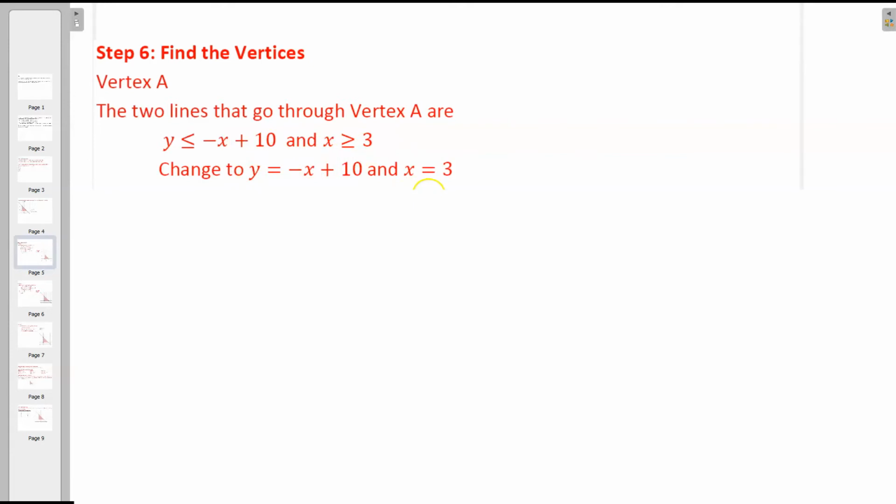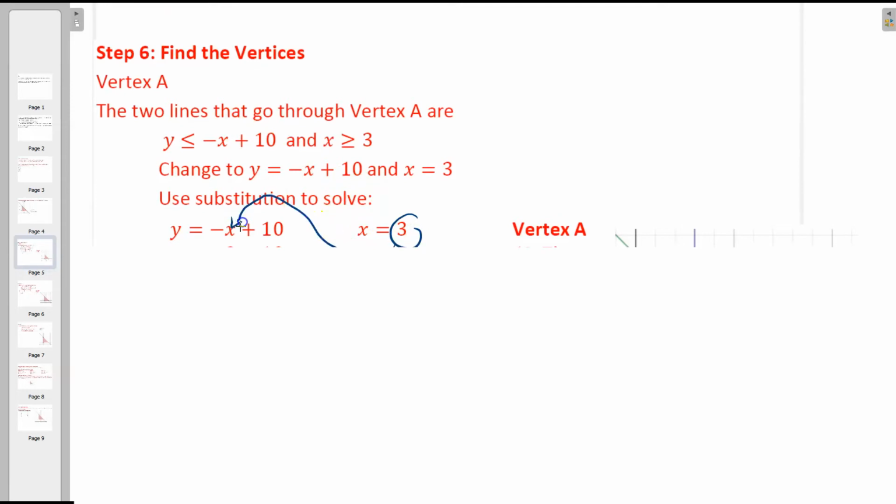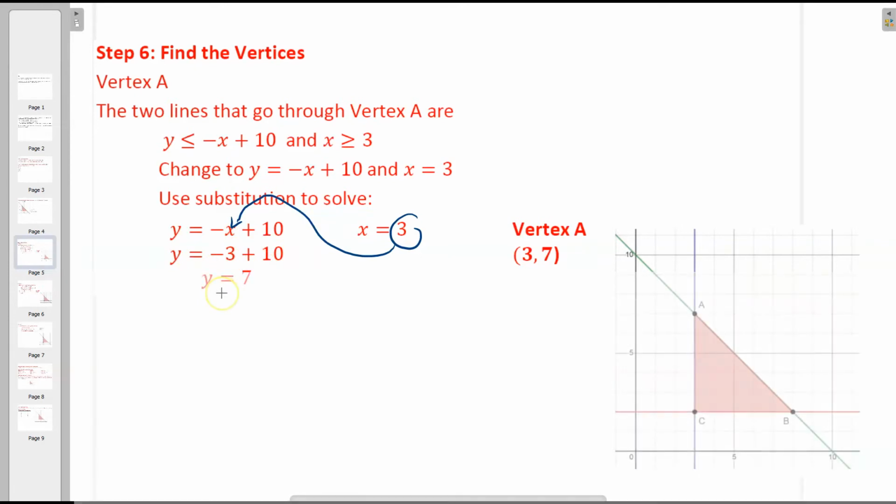So we convert that to equations so that we're working with an equal sign rather than the inequalities. And in this case, since we've got X equal to 0, we're going to simply take that 3 value and substitute it in. So we've got Y equal to negative 3 plus 10, so Y is equal to 7. With the X at 3 and Y is 7, that gives us vertex A is 3, 7.